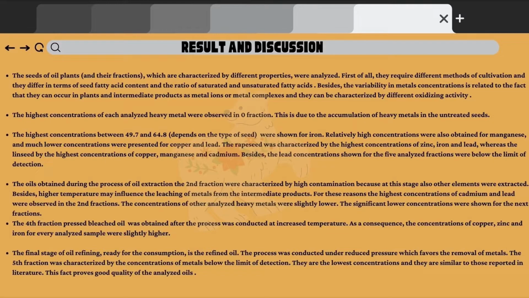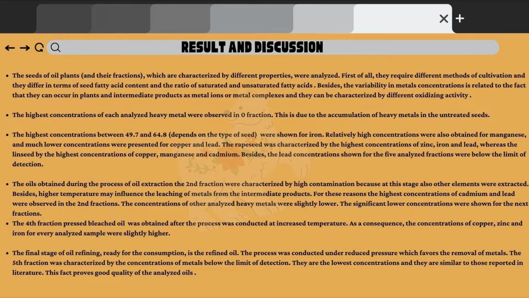Result and discussion. The seeds of oil plants and the fractions, which are characterized by different properties, were analyzed. First of all, they require different methods of cultivation and they differ in terms of seed fatty acid content and the ratio of saturated and unsaturated fatty acids. Besides, the variability in metal concentration is related to the fact that they can occur in plants and intermediate products as metal ions or metal complexes, and they can be characterized by different oxidizing activity.